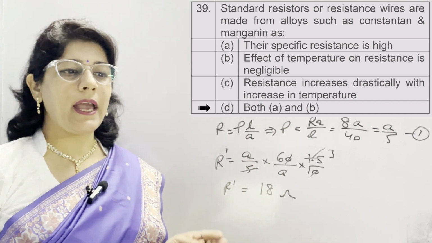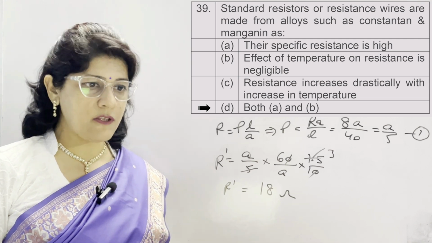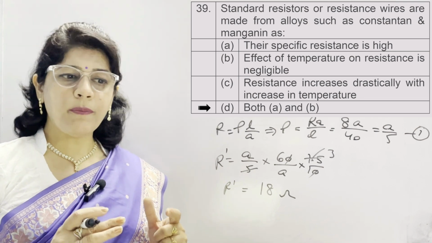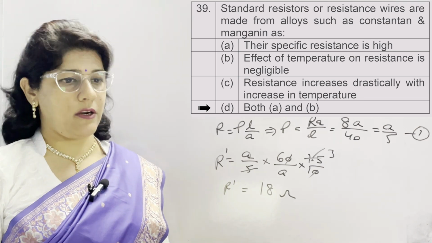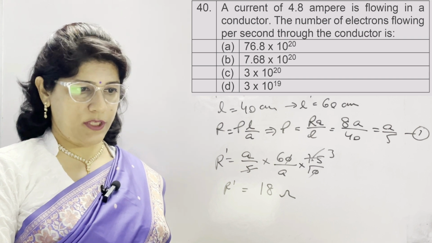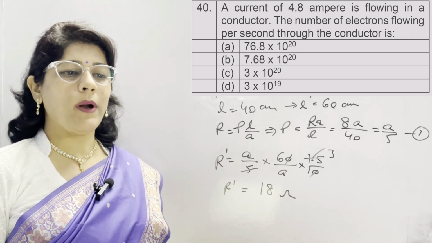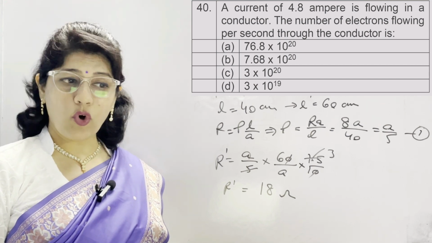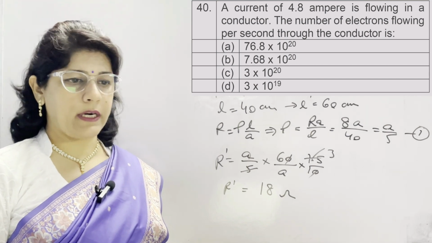Why are we using alloys in making standard resistors? Because their specific resistance is high and the effect of temperature on their resistance is negligible. In question number 40, a current of 4.8 ampere is flowing in a conductor. The number of electrons flowing per second through the conductor is.